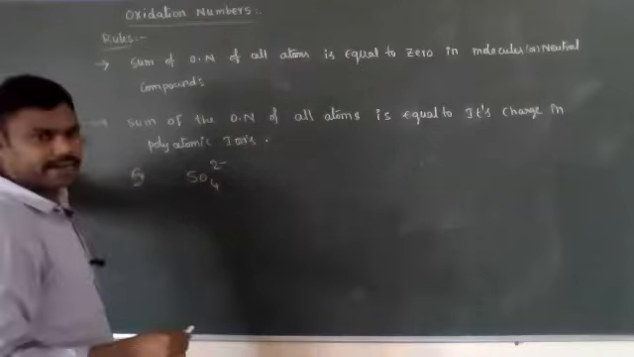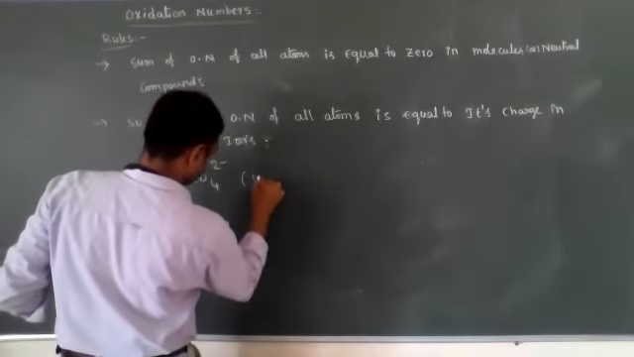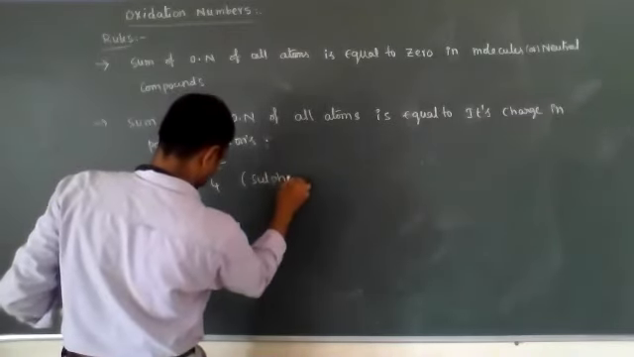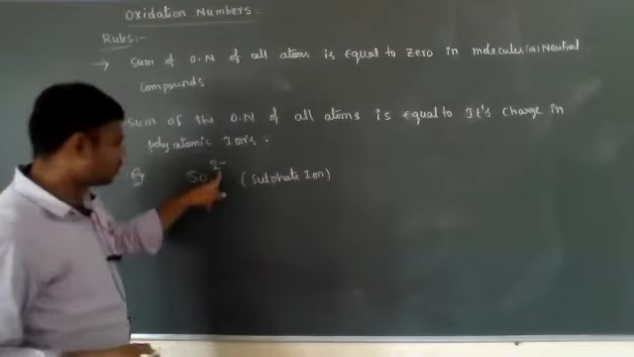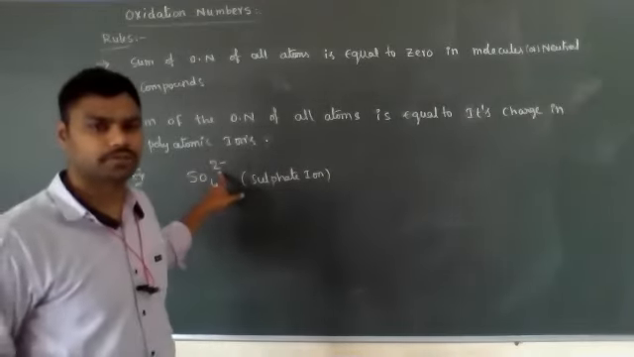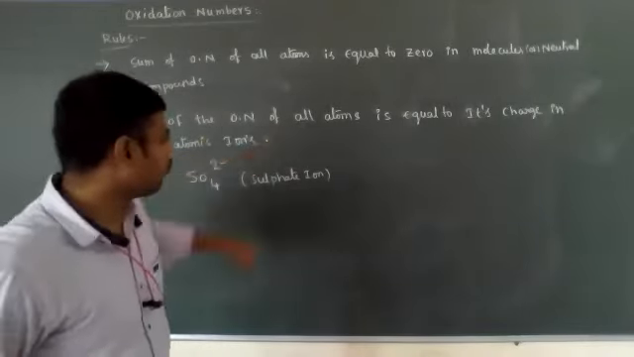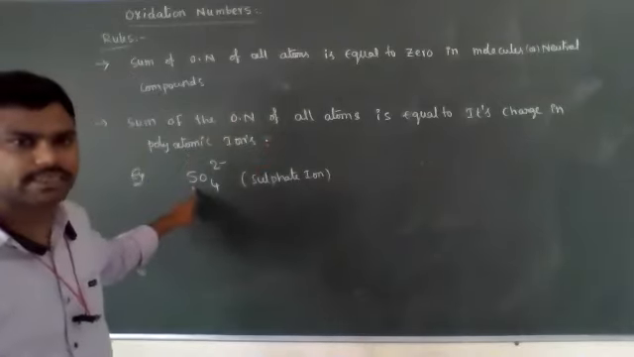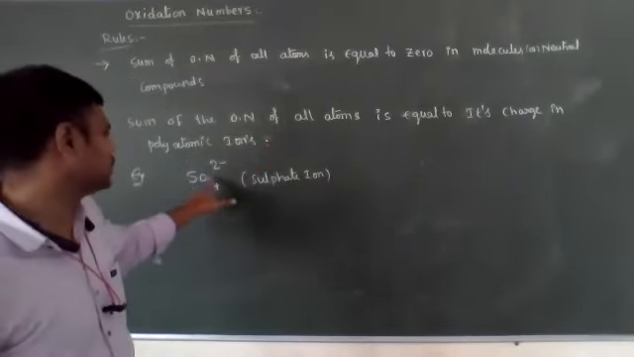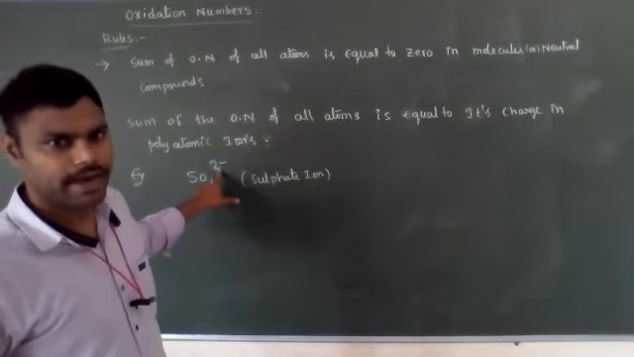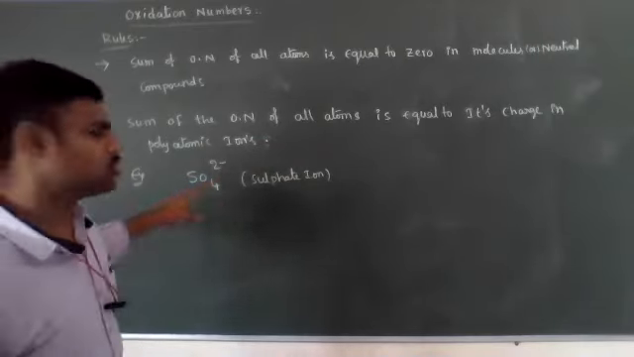SO4 2 minus, sulfate ion. What is the charge on the sulfate ion? Minus 2. What are the atoms present? A sulfur atom and 4 oxygen atoms are present. The sum of their oxidation numbers is equal to its charge, minus 2.